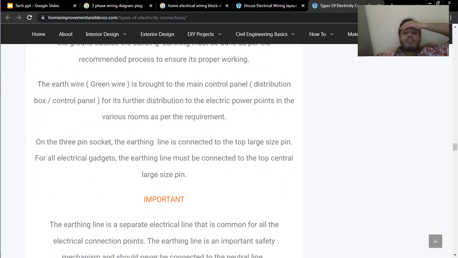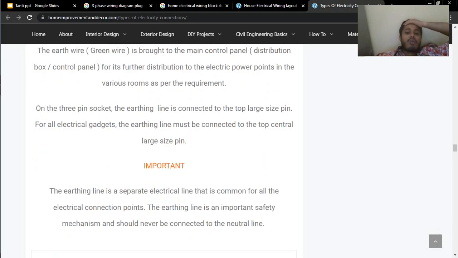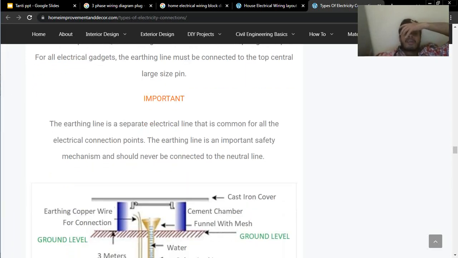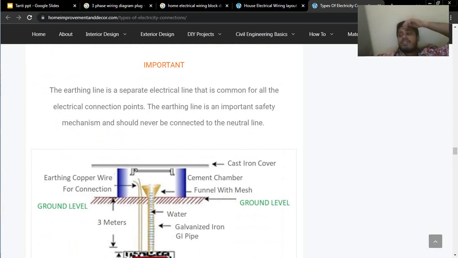On the 3-pin sockets, the earthing line is connected to the top large size pin. For all electrical gadgets, the earthing line must be connected to the top central large size pin. So earthing must be connected on the top side, right? Why is this pin large? It is low resistance and large in size, so that it can capture current easily and let it flow, and reduce the hazards and damages.